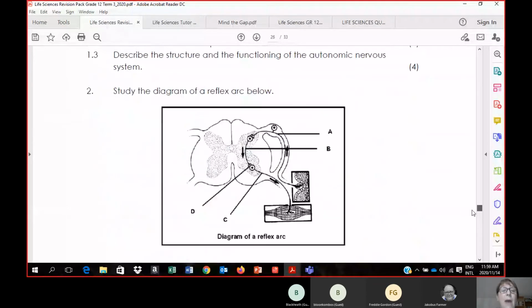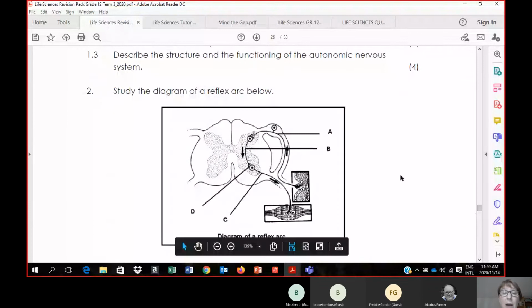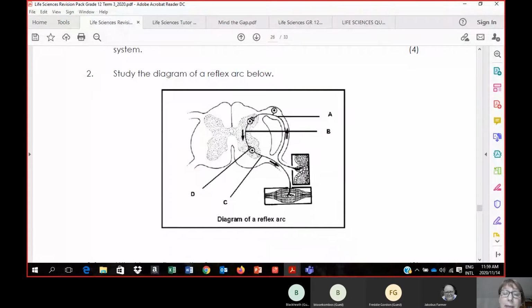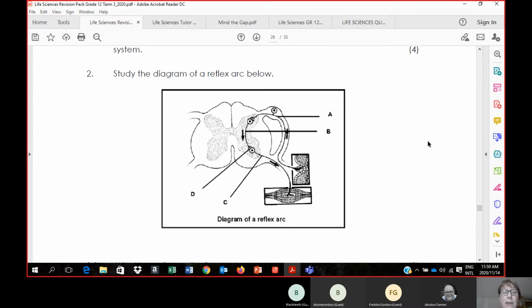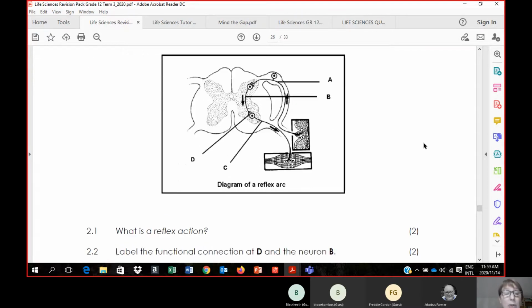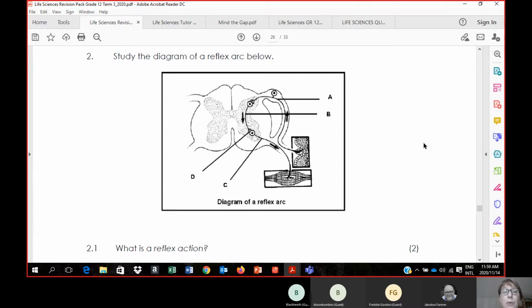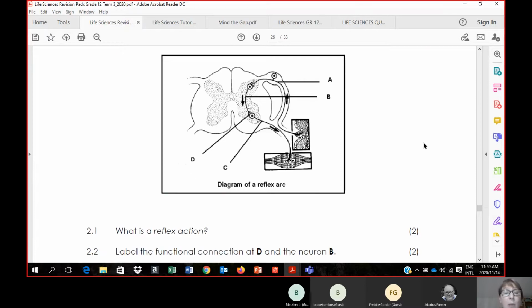Okay, there we go. It's again on a reflex arc. Now this is slightly different. Here you can see this little bit over here is the receptor, and that little bit is the effector. And remember, this over here is your dorsal root, and there's your ventral root. So this question is again on a reflex arc, and I'm now going to give you a few minutes to do the questions. They say, what is a reflex action? Label the functional connection at D and the neuron named B.